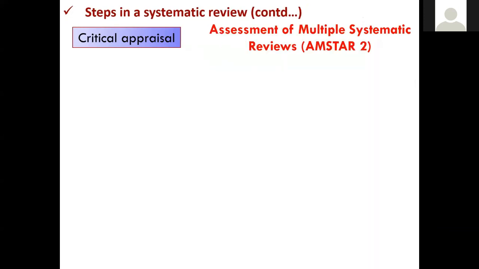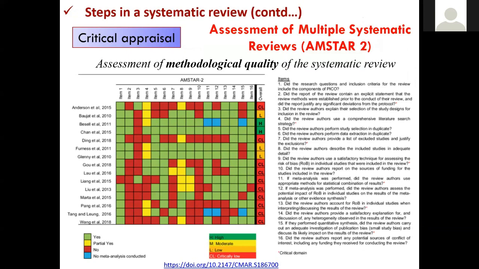There is something also known as the assessment of multiple systematic reviews, or the AMSTAR 2 tool. Now, AMSTAR consists of a checklist of 16 questions, which may be answered by yes, partial yes, no, or no meta-analysis conducted. These 4 types of responses. And based upon these 4 responses, the methodological quality of the systematic review can be assessed and classified as either high quality, moderate quality, low quality, or critically low quality.